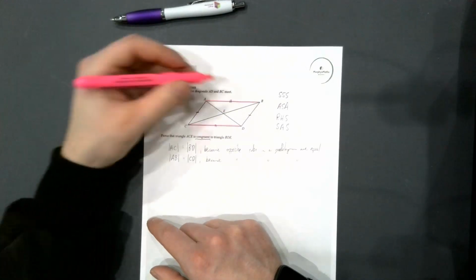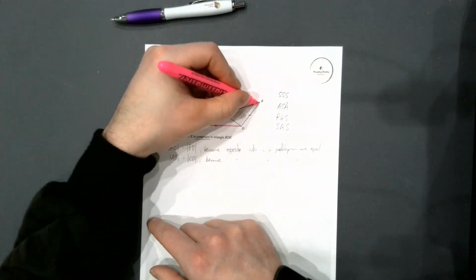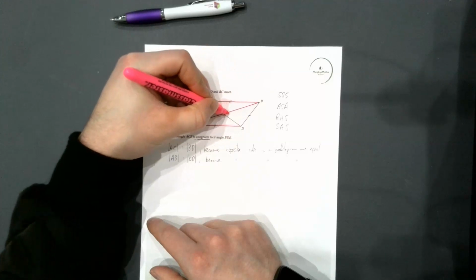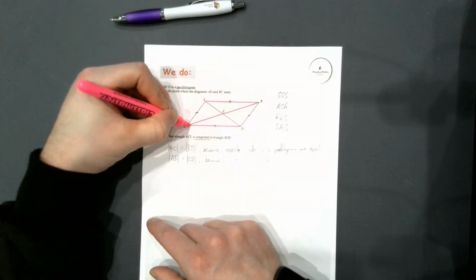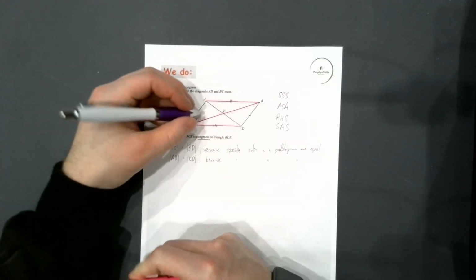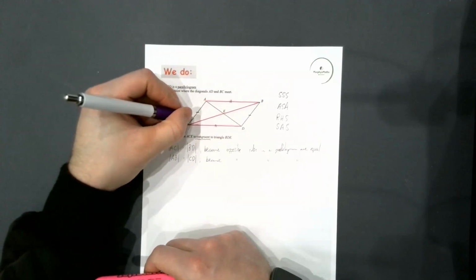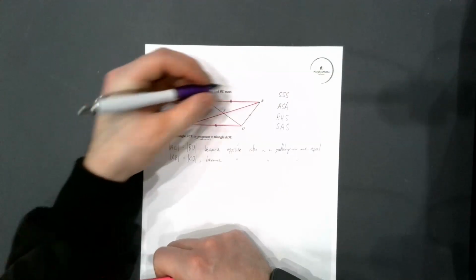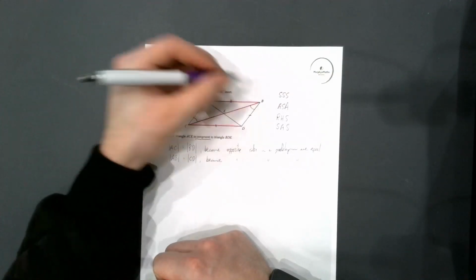Like so. And what cuts through them is this transversal, this diagonal line. So what I've got here is some Z angles. So we can say that this angle here would be the same as this angle up here.